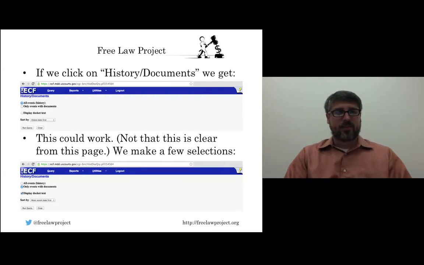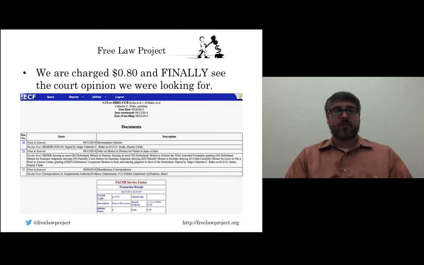We'll get this page, which says we could get all events or only events with documents. We can sort them and we can run the query. Okay, this sounds like maybe this could work. Not that it's entirely clear from this page. But suppose we click on only events with documents. Let's display the docket text. Give me the most recent stuff first because I'm looking for an opinion from 12 days ago. Run the query. We're charged 80 cents without warning, and we finally can see the court opinion that we were looking for.